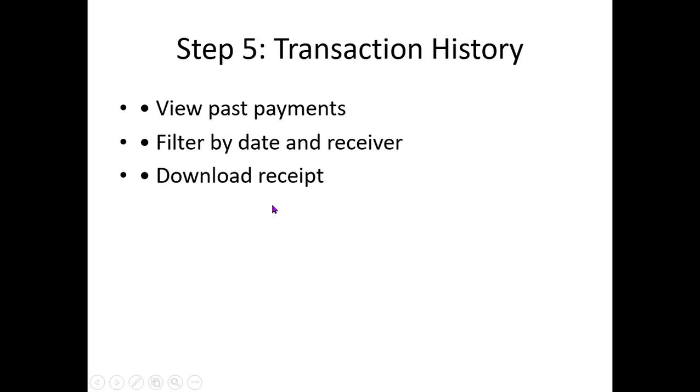You can also see the transaction history, your past payments from the previous month. You can filter it using the date and who has received it. You can also use the download receipt. Usually this download receipt is used for claiming the bills. If you go and make a payment, and then you want to claim it back, you can use the download receipt and make the claim.